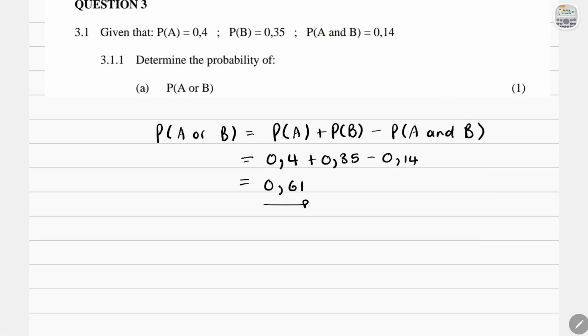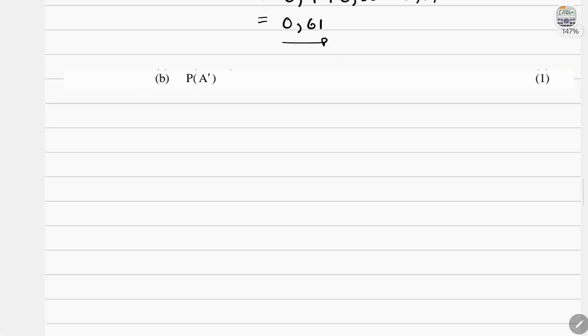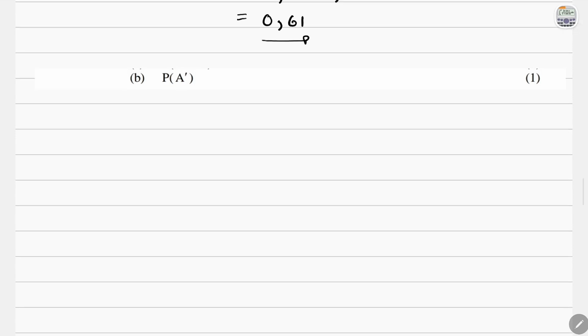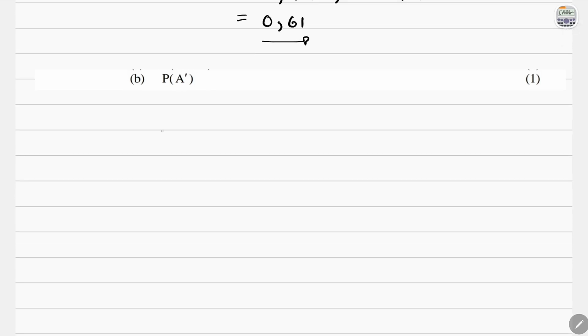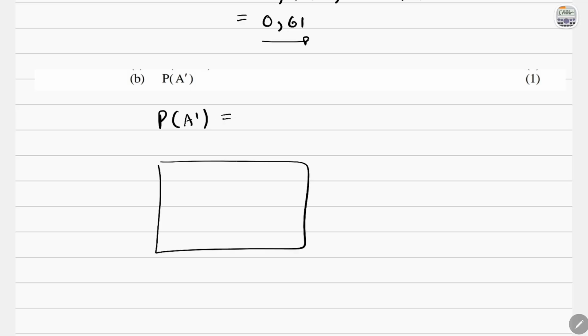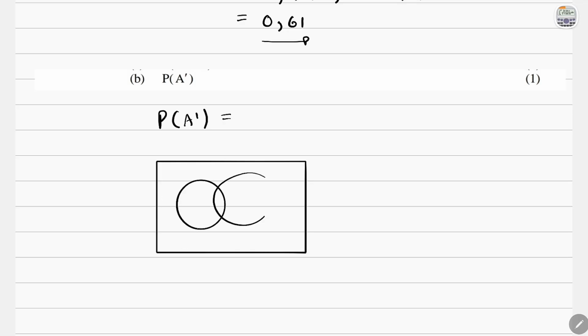Moving on to the next question. Question B is asking for the complement of A, the probability of not A. So to find this, you see, they're just saying the probability of not A, meaning you're just going to exclude everything that is A. So we're going to just exclude A. That'll be everything else except for A. So if we had to highlight that, that is everything else except for A. If we had to add up everything here, including whatever is outside, it would add up to 1, 100% of everything we have.